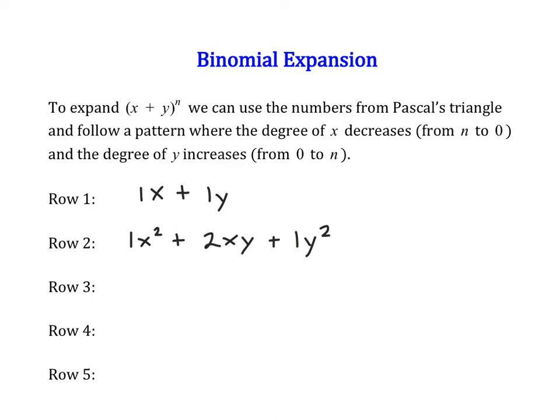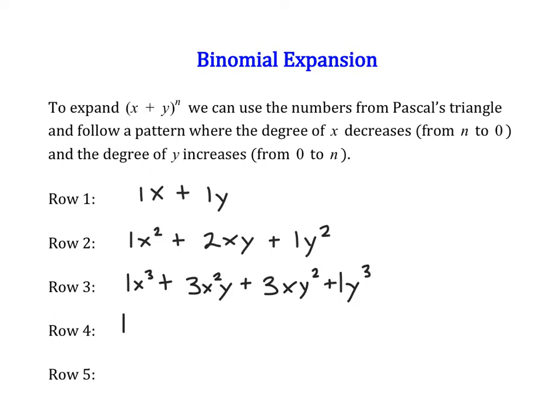For row 3, our coefficients are 1, 3, 3, 1, and here we'd have x cubed, x squared, x, no x, and we can even work backwards. Some people prefer to do that. y cubed, y squared, y, no y, and then we just put some plus signs in between. Let's try 2 more rows together.